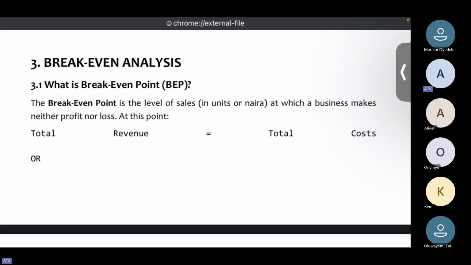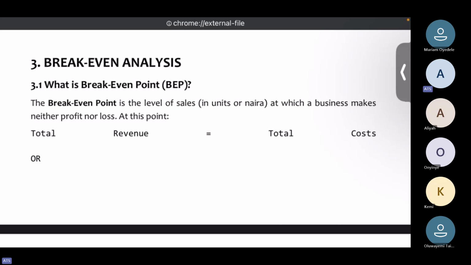So let's look at it. Now, a break-even point is a level of sales in units or naira. That means it could be when I sell 40,000 units, I break even. Or it could be when I make sales of 800,000 naira, I break even. Do you understand? So it could be in units, or it could be in naira value. It could be the total amount you sell. So you can say I made 1 million naira in sales, that was when I broke even. Or it could also be that you sold 50,000 units. So it could be in units or naira.